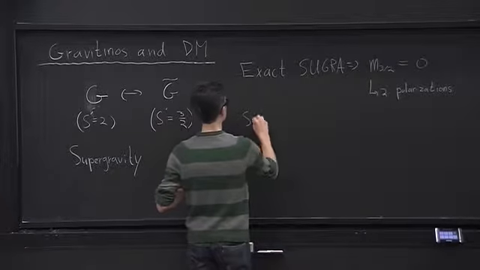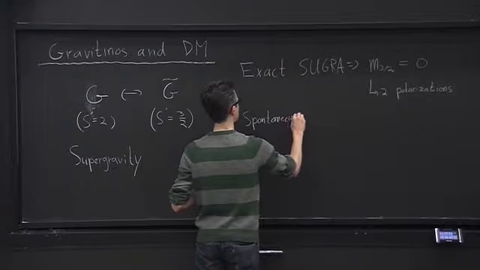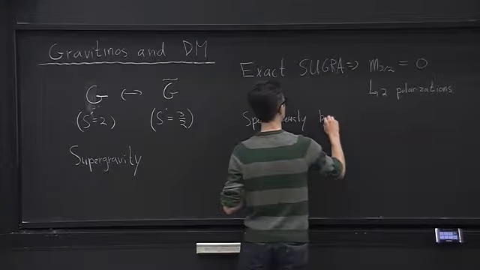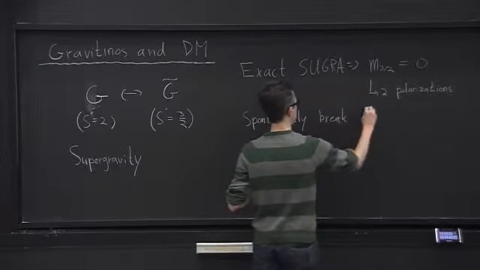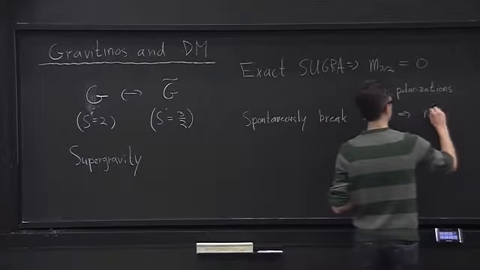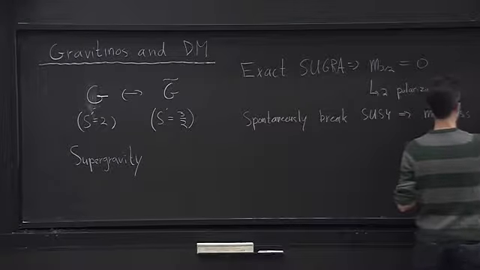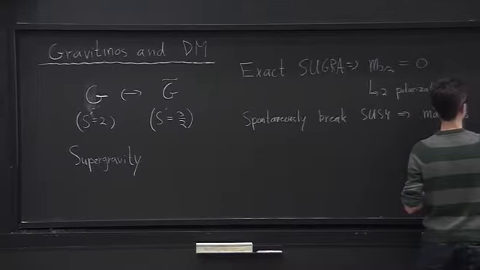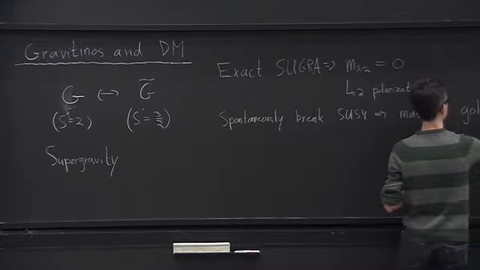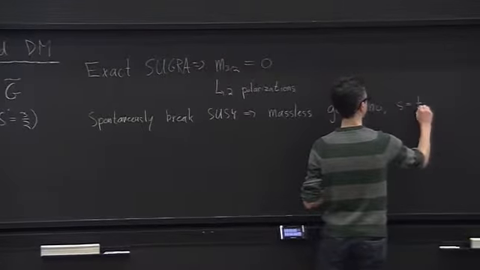So if I spontaneously break SUSY, what I get is a massless Goldstino. And the Goldstino has spin 1/2.